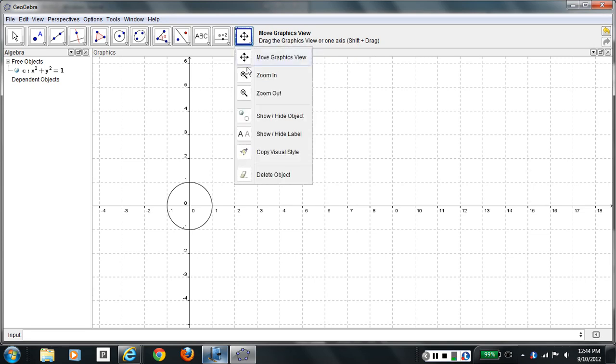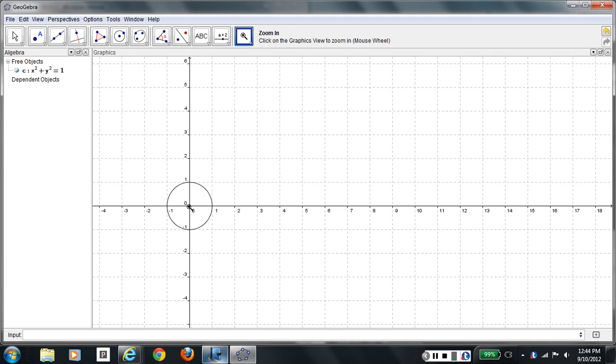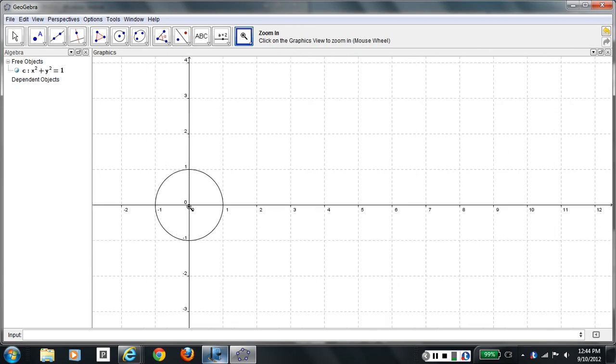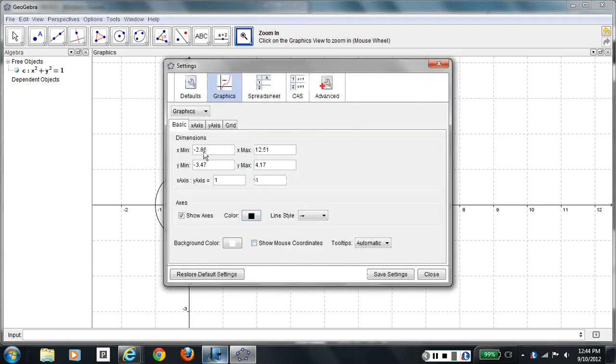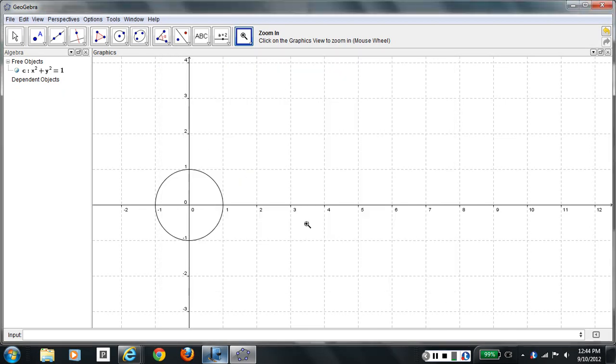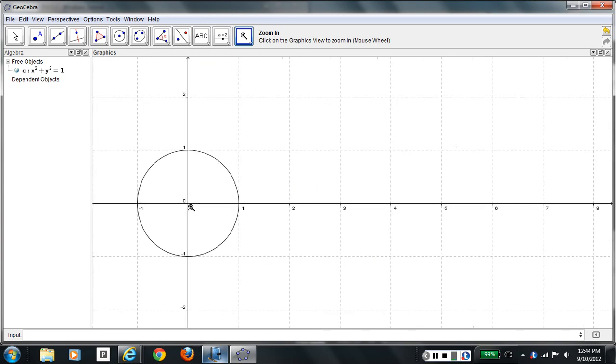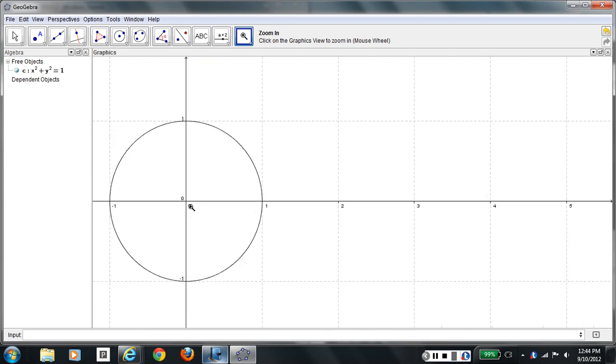If you click the down arrow, there's probably another way to get to zoom in if you don't click that, but I'm going to click that and click zoom in. You can also manually adjust the X-min and X-max and Y-min and Y-max. If you right-click and go to graphics, then I should be able to manually adjust that. But I'm just going to click zoom out, zoom in a little bit more, and a little bit more. Okay, that's good.